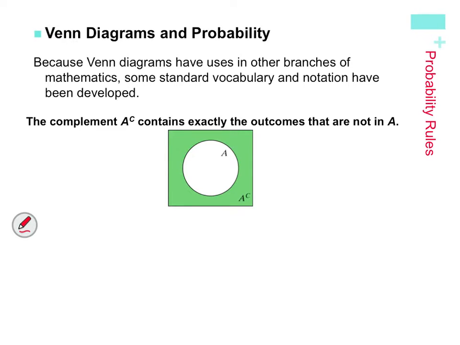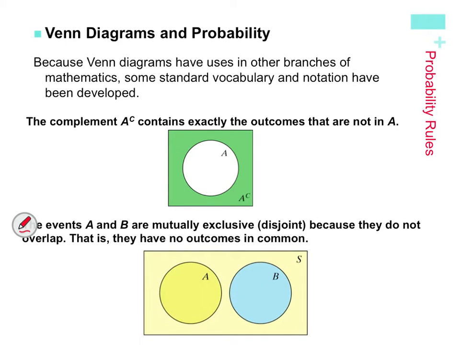If you see a Venn diagram, it should be inside of a square or rectangle. The space outside of the circle is the complement. It's whatever doesn't appear in A. Events A and B are mutually exclusive, or disjoint, if they do not overlap. This is what I spoke about in class.